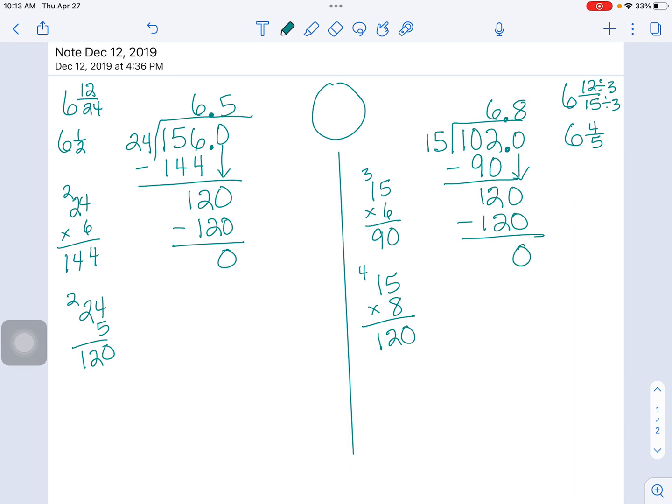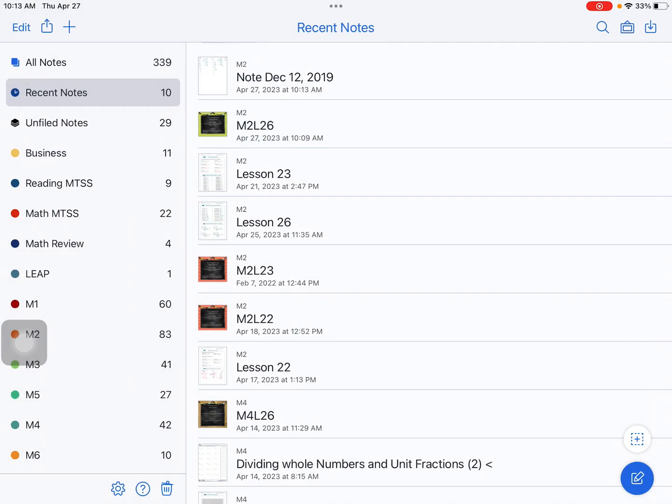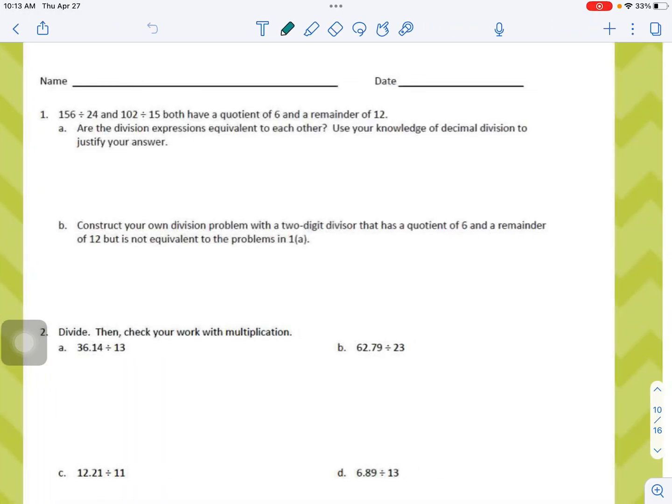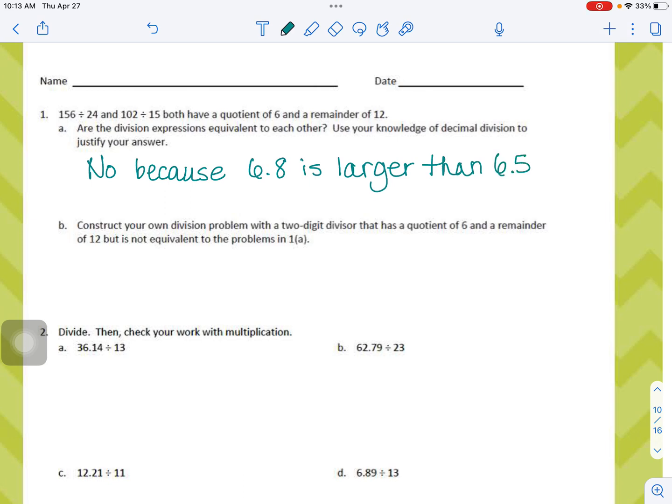So we know the answer. They are not equivalent. 6.8 is larger than 6.5. So, to answer the question, are the division expressions equivalent? No, because 6.8 is larger than 6.5.